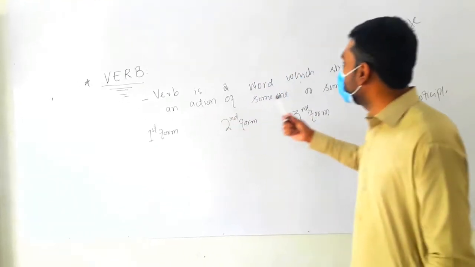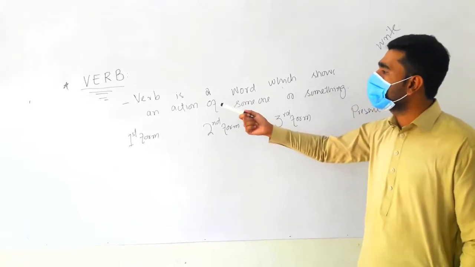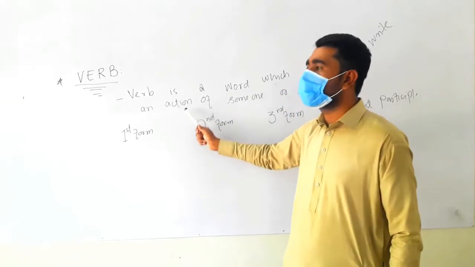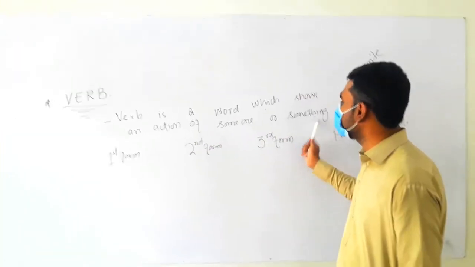So here I have written a definition of verb. That verb is a word which shows an action, an Urdu amal, of someone or something.